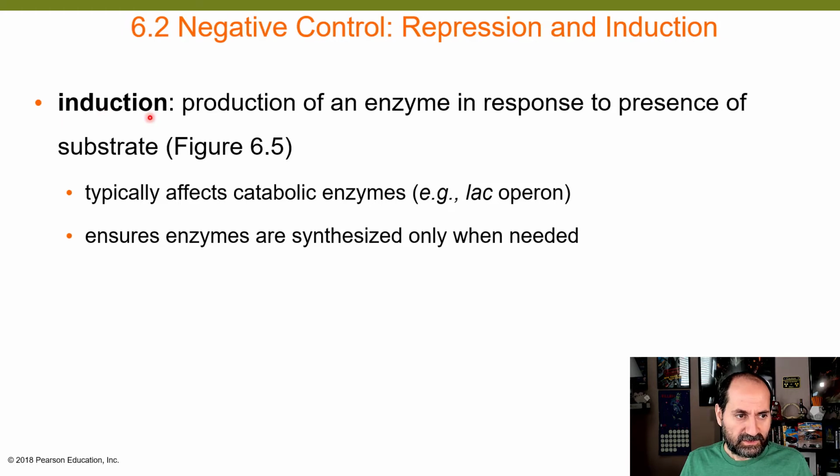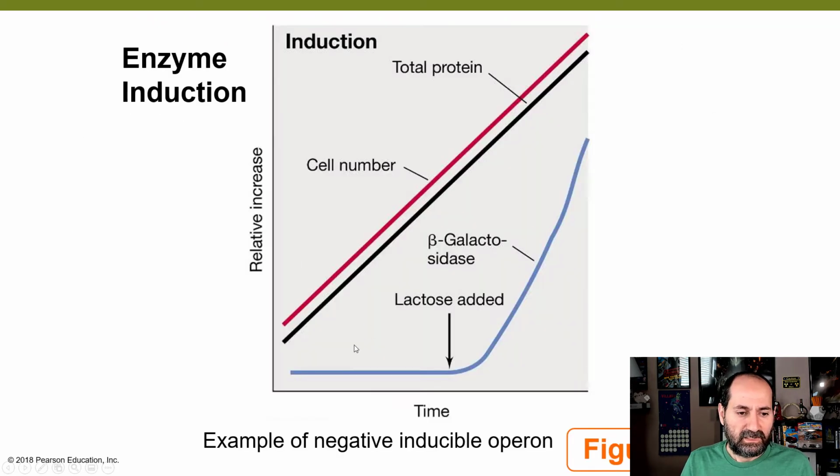Now, what is induction? You need to know this term. Induction is the production of an enzyme in response to the presence of substrate. I'll give you an example here. You can think of it this way. An inducer is a molecule that helps turn on gene expression. You can write that down in your notes. Inducers are molecules that help a gene to be activated.